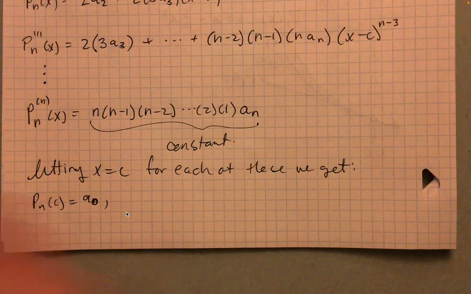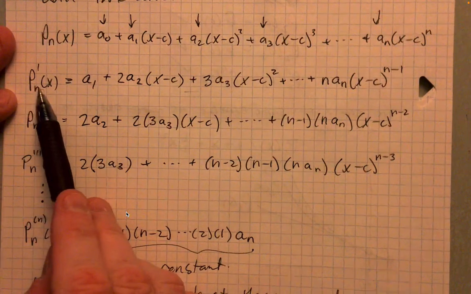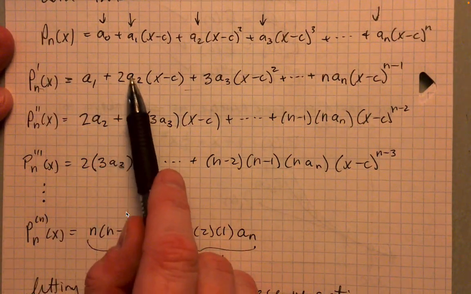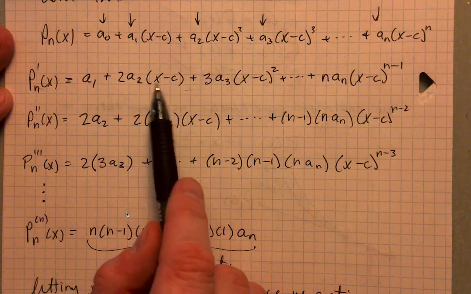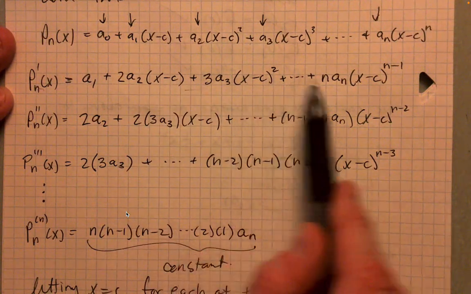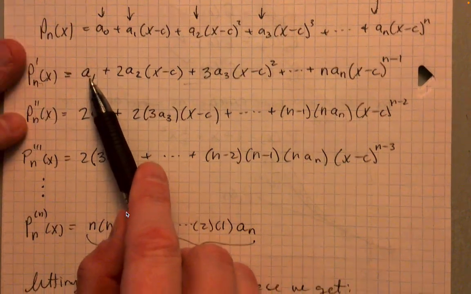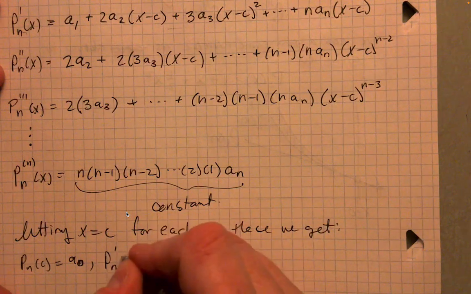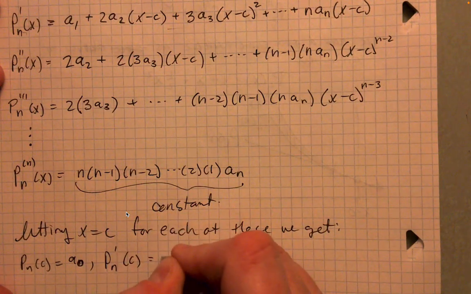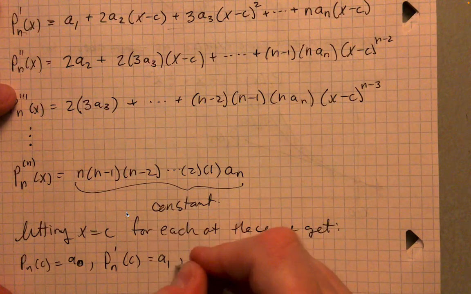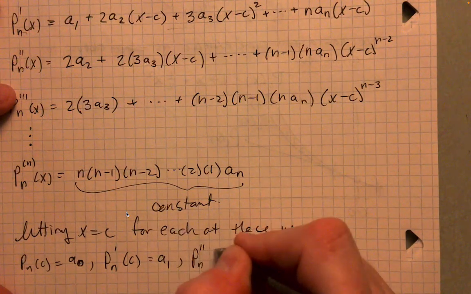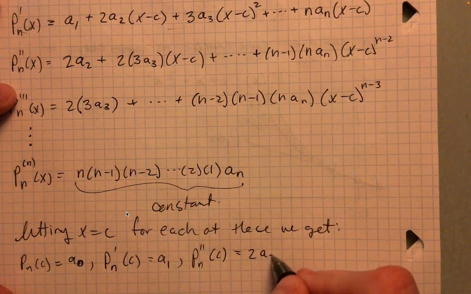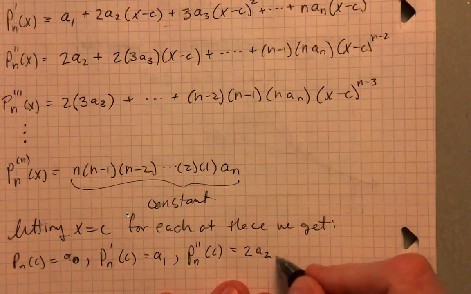What about the first derivative? What do we get for the first derivative when we plug in c? Well, this is a sub 1 plus 2a2, and then here you're going to get a 0. c minus c is 0. Here you also get a 0. All of the terms will be 0 except for the first one. So the first derivative of P sub n evaluated at c will be equal to a1. And this continues. The second derivative evaluated at c is equal to 2 times a sub 2, right? And so on.